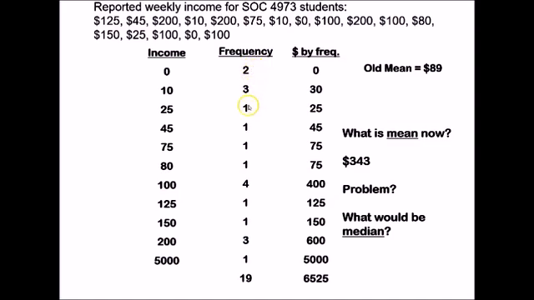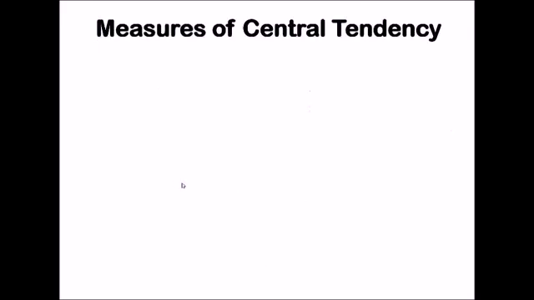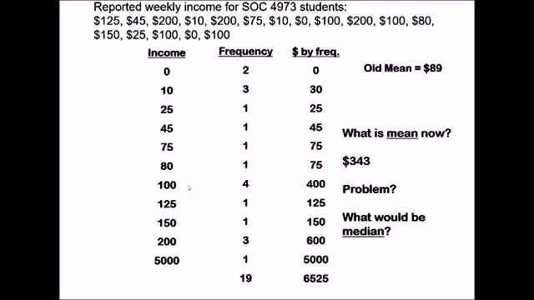We have 5, 6, 7, 8, 9, and we have 4 here. So the 10th case is really right in here, right? Although we have 4, that 10th case lies in here. And so the median would be $100. Oops, I slid off that maybe a little too fast. So you can see the median is $100.